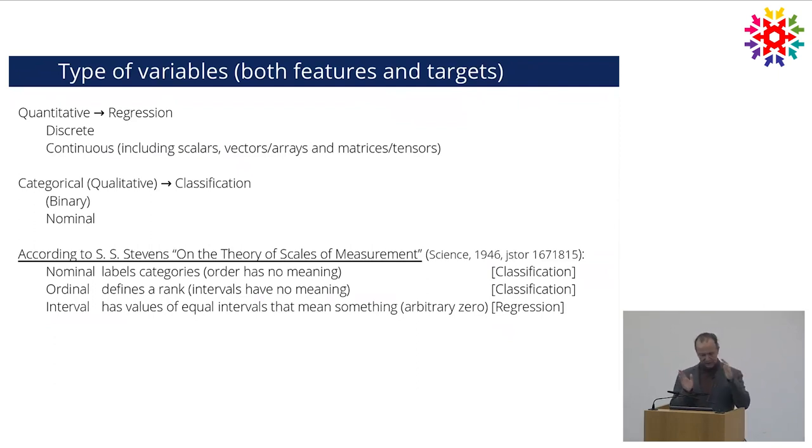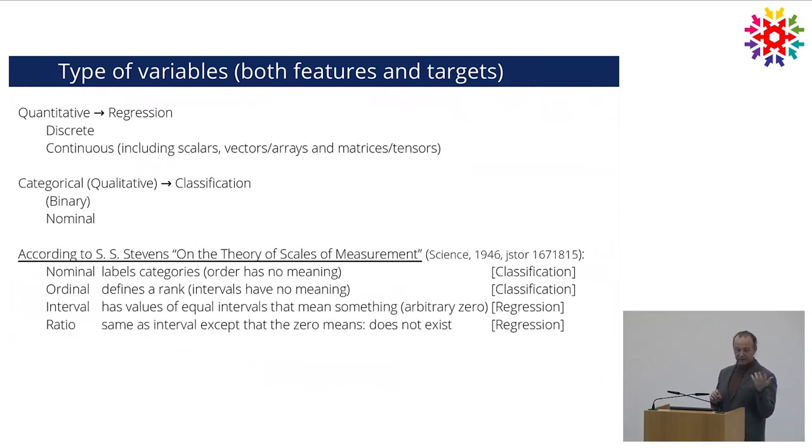So you just exactly know the distance between them, the ranking, so the bigger than and lower than kind of relationship. But it could be that the zero has no actual meaning, so that there is an arbitrary zero. And then you would have the physical, most of the physical quantities that are ratios, because they are related to a unit.